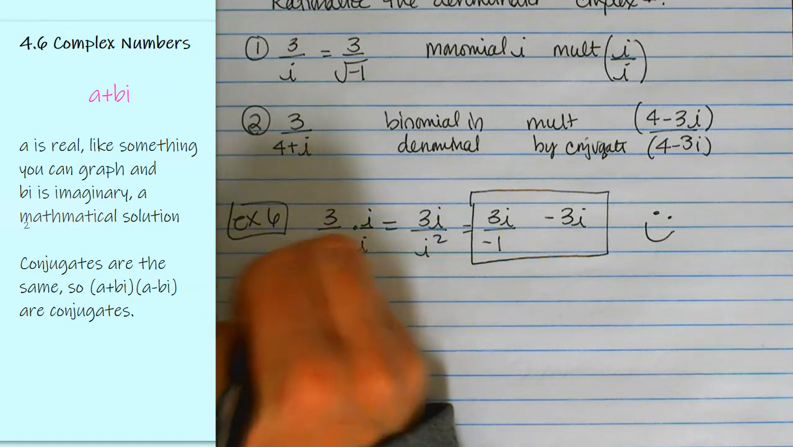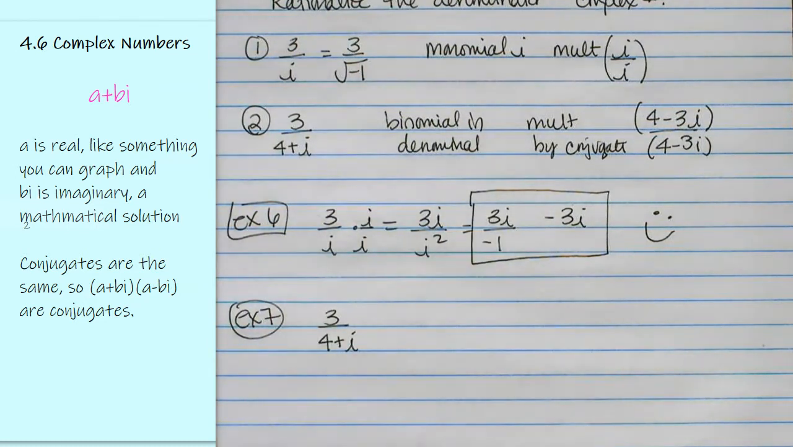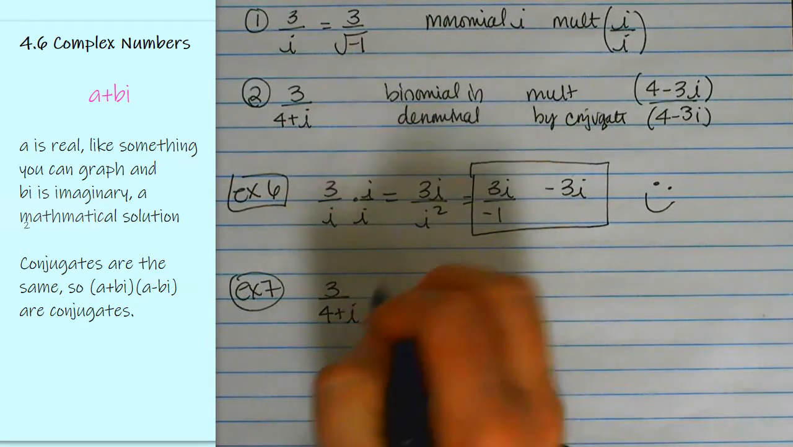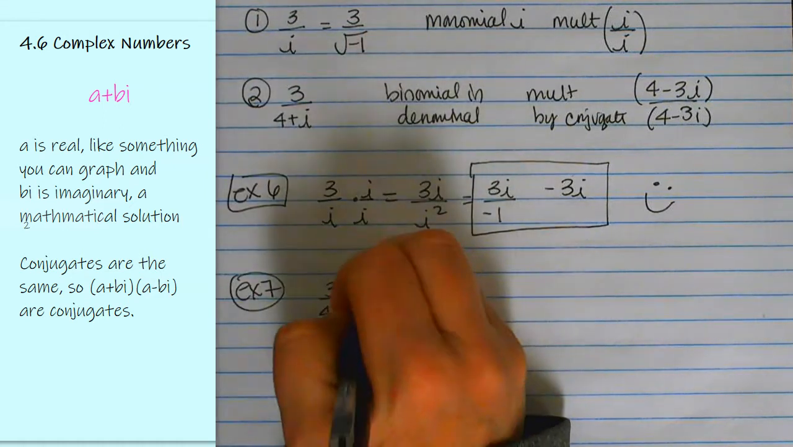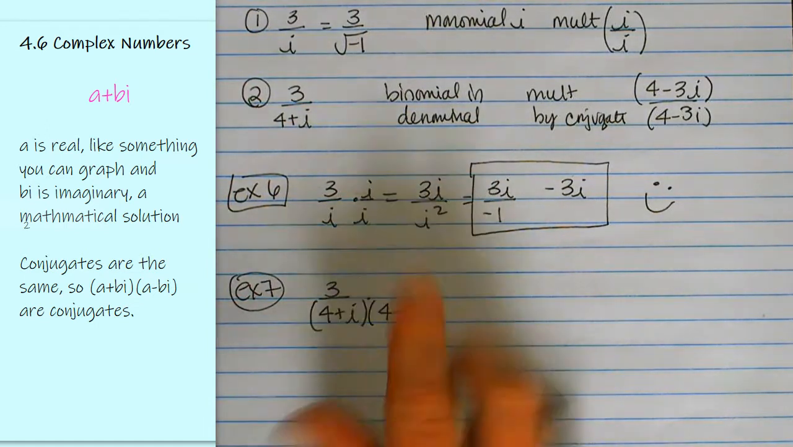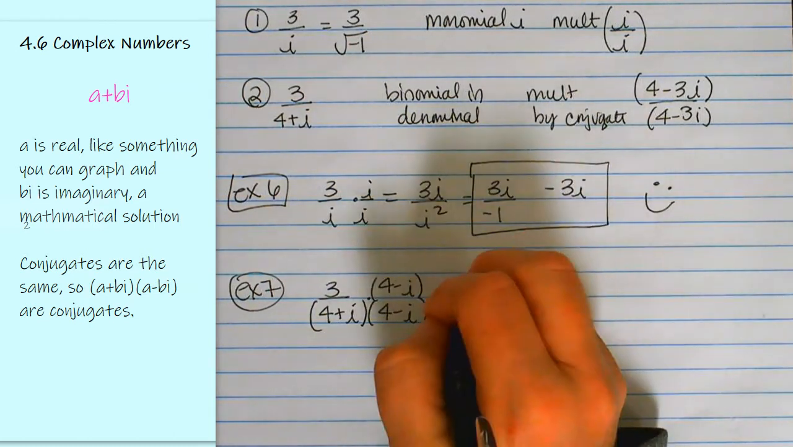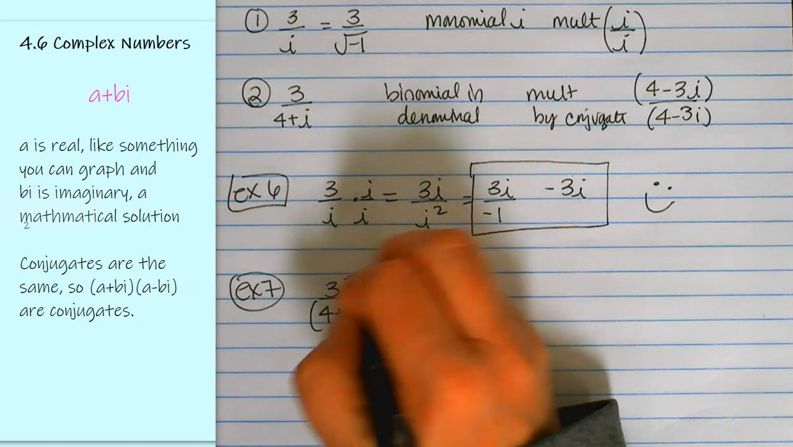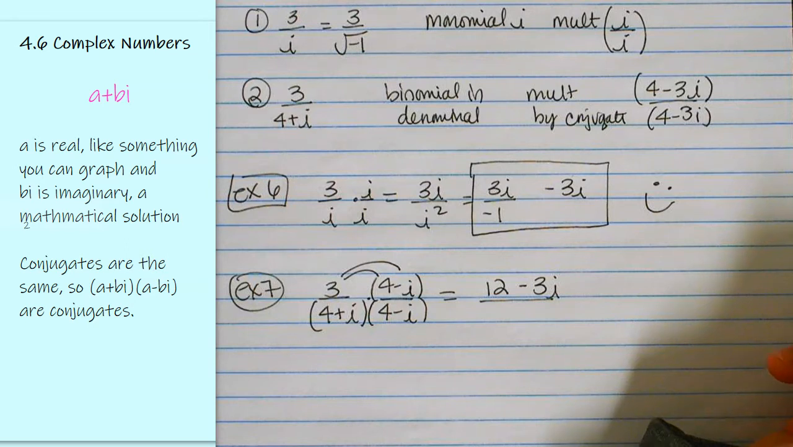So example 7 is going to be 3 over 4 plus i. We're going to notice that it has a binomial in the bottom. That's the problem. We need to undo the problem by using the conjugate. So we're going to multiply by 4 minus i, the same thing, but with a different sign. And we have to use it on the top and the bottom. It's only fair if you multiply the top and the bottom by the same number. On the top, I'm going to distribute: 12 minus 3i. On the bottom, I'm going to FOIL.